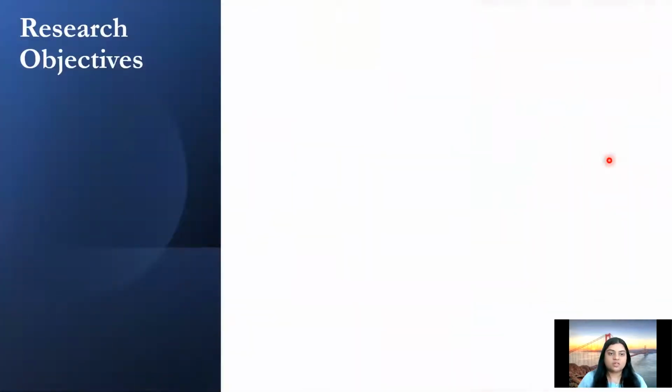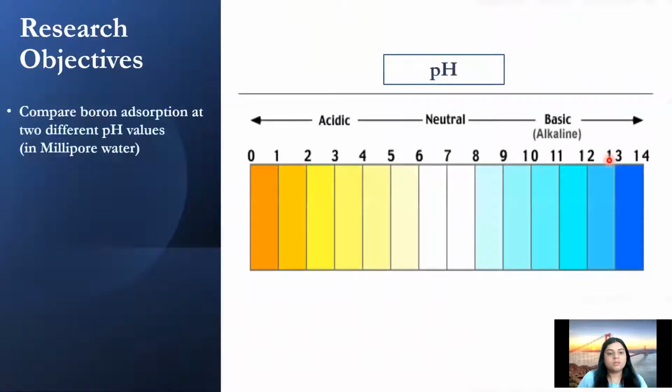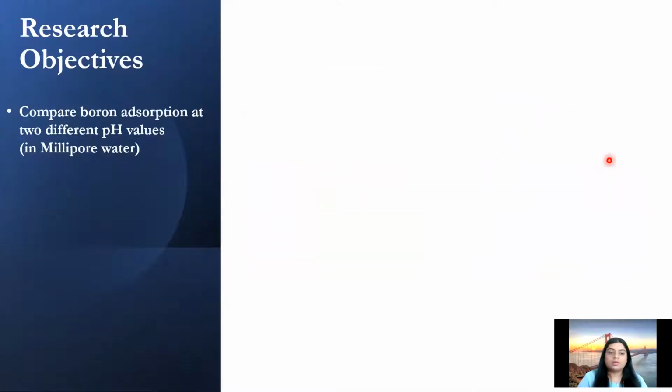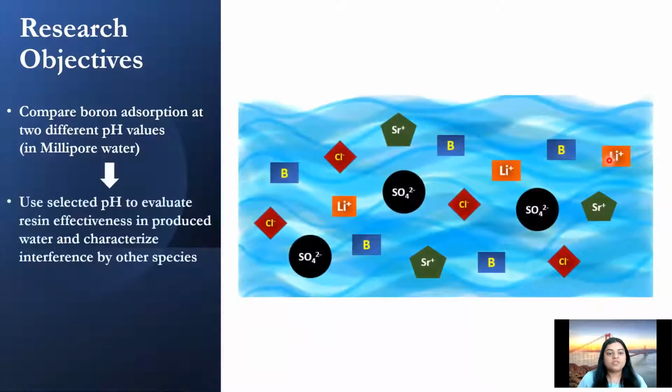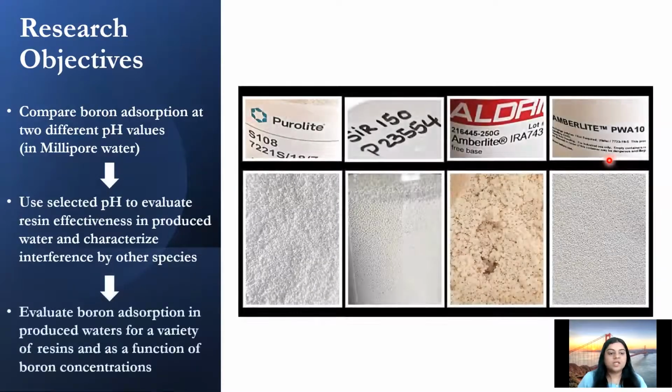Let's talk about the research objectives. We have three objectives. First is to compare boron adsorption at two different pH values in millipore water. With this, we can find at which pH level we have higher boron adsorption. And then using that pH, we try to evaluate resin effectiveness in produced water and characterize interference by other species. This can show if there is any decrease in boron adsorption. Lastly, we evaluate boron adsorption in produced waters for a variety of resins and as a function of boron concentrations.